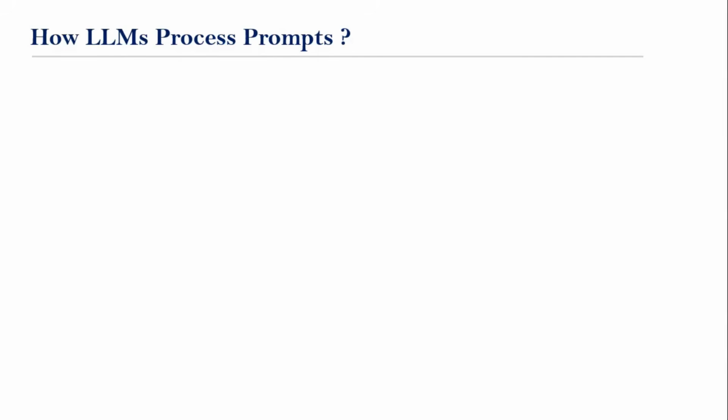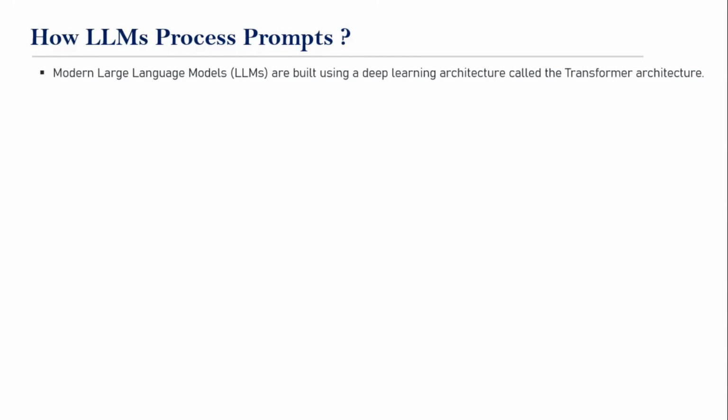Friends, here we are talking about how LLMs process prompts. See, modern large language models are built using a deep learning architecture called the transformer architecture. Suppose if we take GPT, Llama, Claude, Mistral, all are built using the transformer architecture.